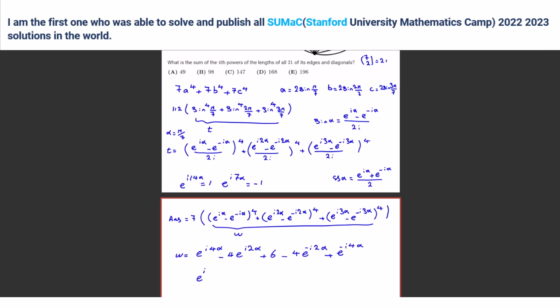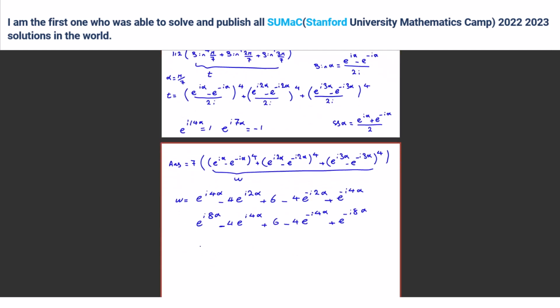Yeah. Okay. Then for 2 alpha, you should consider 8 alpha, right? Yeah, the same thing. Yes, then you say e to the i8 alpha minus 4e to the i4 alpha plus 6 minus 4e to the negative i4 alpha plus e to the negative i8 alpha, right? Mm-hmm. And same for the other one. And then we should multiply these by 3: e to the i12 alpha minus 4 times e to the i6 alpha plus 6 minus 4e to the negative i6 alpha plus e to the negative i12 alpha, right? Yeah. And then I add these. Okay, now let's change all of them to plus, okay?